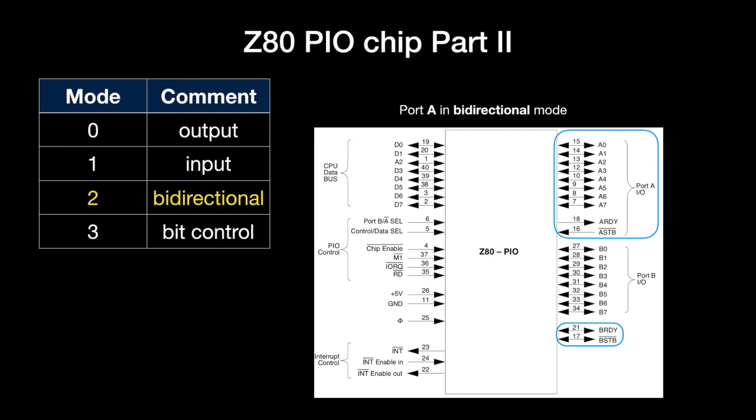Bidirectional mode means that the port can function as input and as output at the same time. The control of the direction is done over the strobe and ready lines. A ready and A strobe are used for output, and B ready and B strobe of port B are used for input. That's why we have to put port B in bit control mode. The control mode, as we will see later, does not use any hardware handshaking lines. Let's have a look at the circuit diagram of the bidirectional mode.